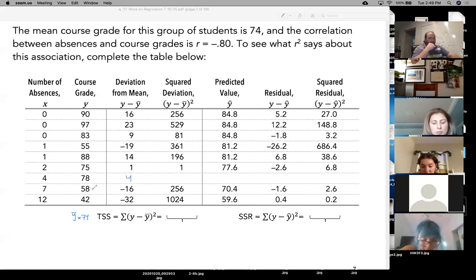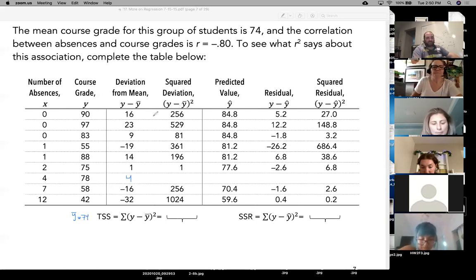58 minus 74 is negative 16. And 42 minus 74 is negative 32. So those are all of these. Now we're going to square them all. So this is walking through it step by step.